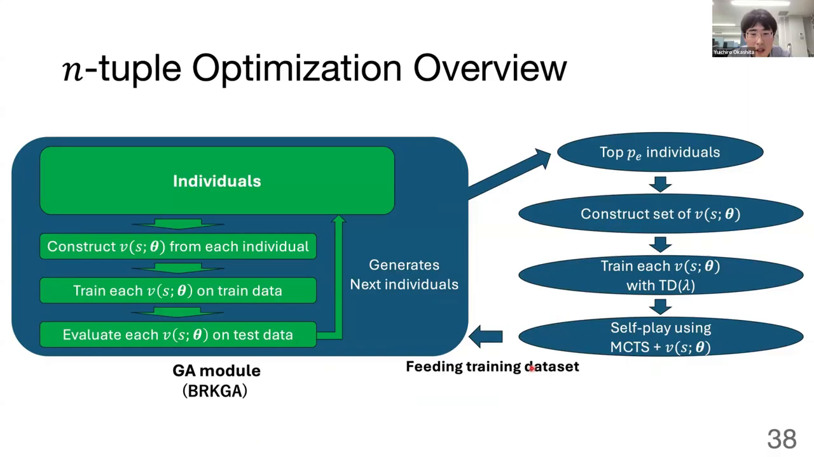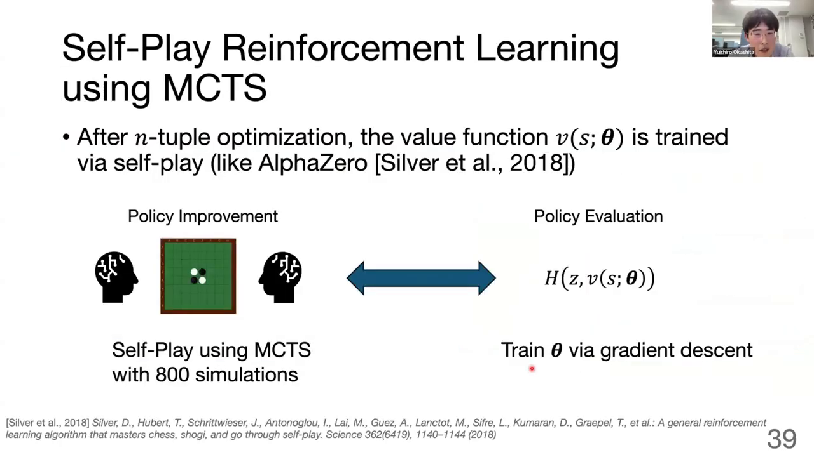This diagram summarizes the entire n-tuple optimization process that we've discussed so far. It consists of two main components, the GA module on the left and the self-play data generation process on the right. Finally, I will explain the last stage of our work, which is self-play reinforcement learning using MCTS. After the n-tuple optimization process, we have a high-quality value function with an optimized n-tuple structure. The final step is to further refine its weights to maximize performance.